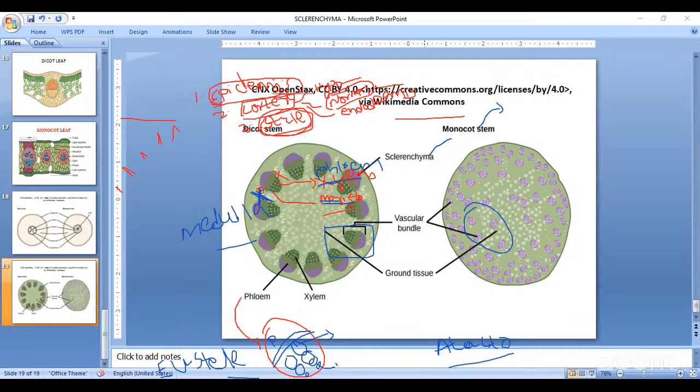A vascular bundle in dicot does not have any sheath. But the monocot stem has the sheath present. The cap is normally present in dicot but normally absent in monocot. So these are some important points of the dicot stem and monocot stem.